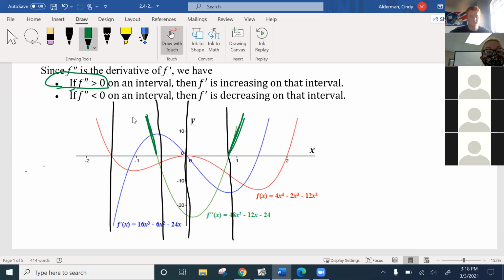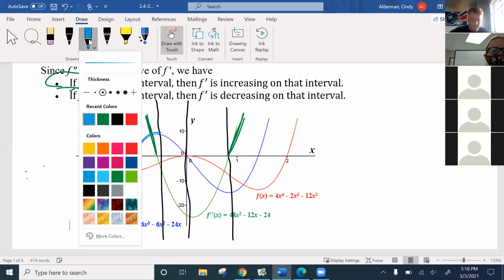When the second derivative is above the x-axis, then the first derivative will be increasing on that interval. Notice that the blue first derivative is increasing on the same interval that the second derivative is above the x-axis. Does that make sense? Okay, and then let's look at the bottom here. Let me use a darker green.